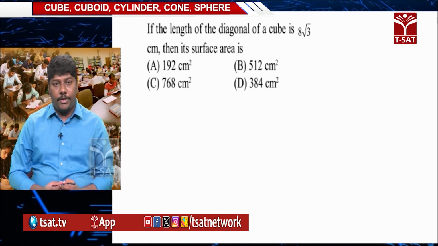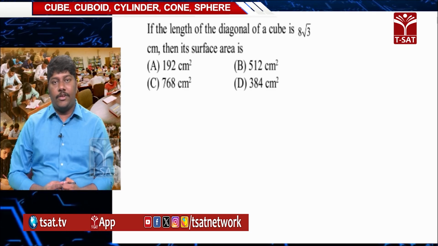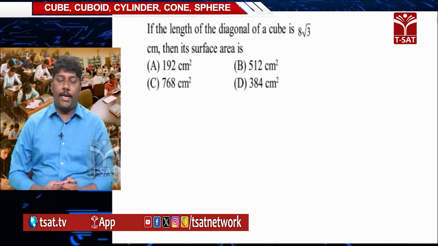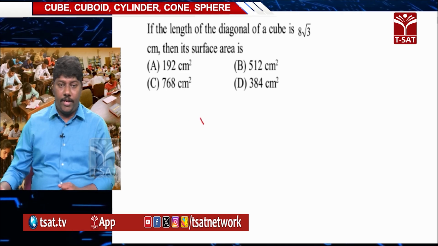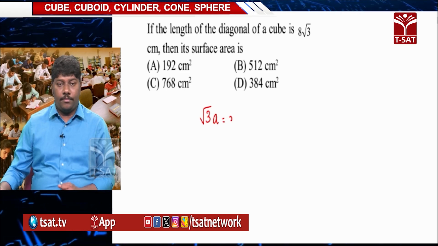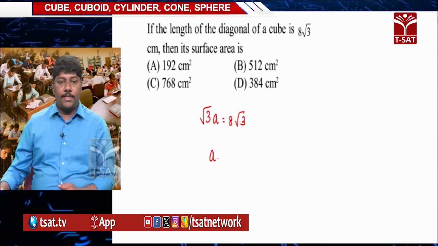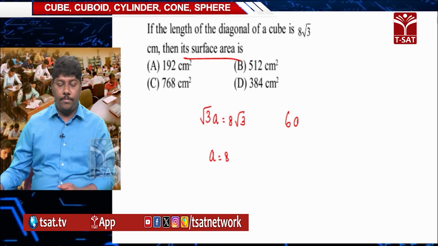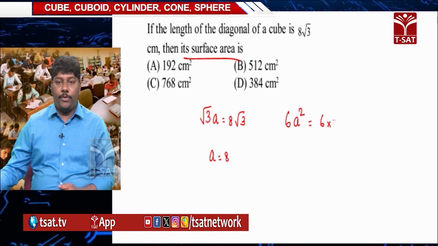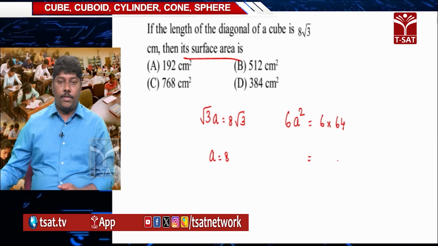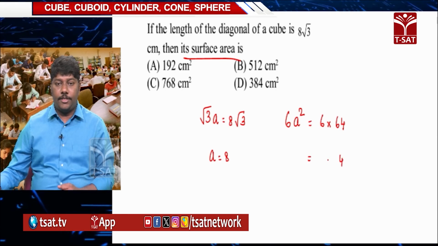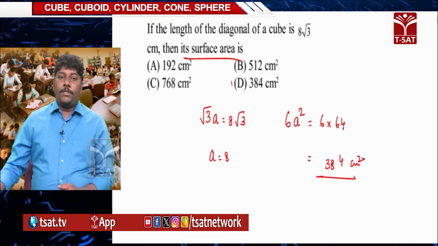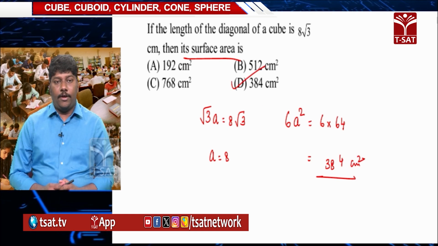If the length of the diagonal of the cube is 8 root 3, actually the diagonal of the cube formula is root 3 a is equal to the diagonal. So here diagonal is 8 root 3. So root 3 a is equal to 8 root 3. Root 3 cancels, a is 8. Then its surface area is 6a square, since it's a cube. 6 into a square is 64. 6 4s are 24, 36 plus 2, 38. 384 centimeter square is the surface area of the cube given.